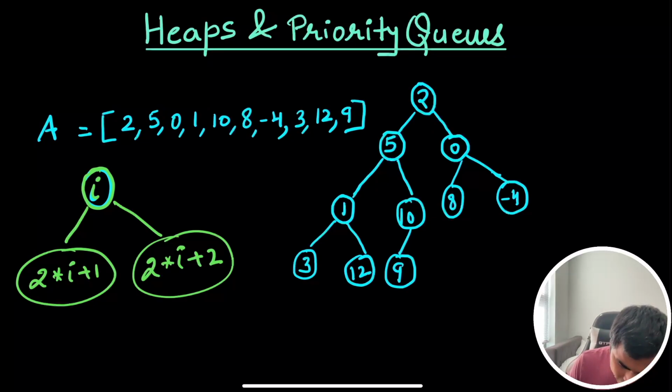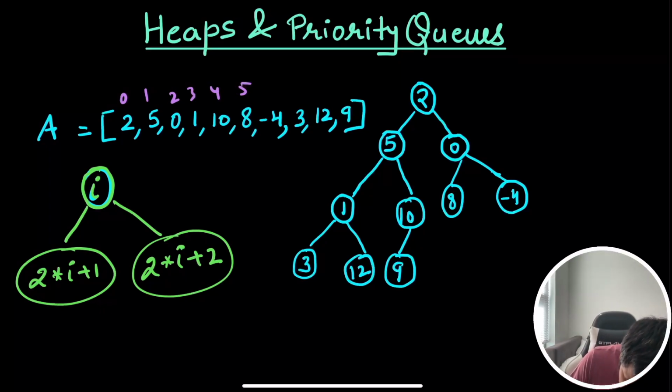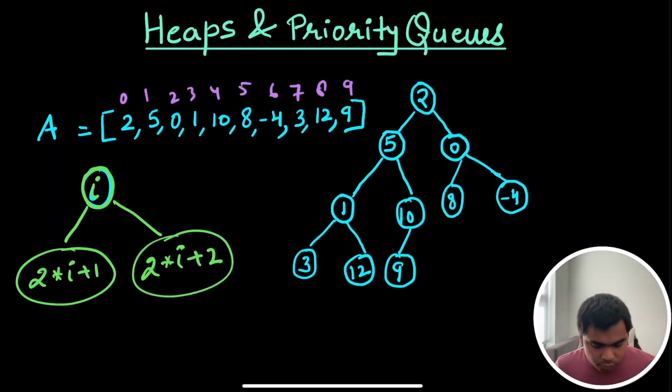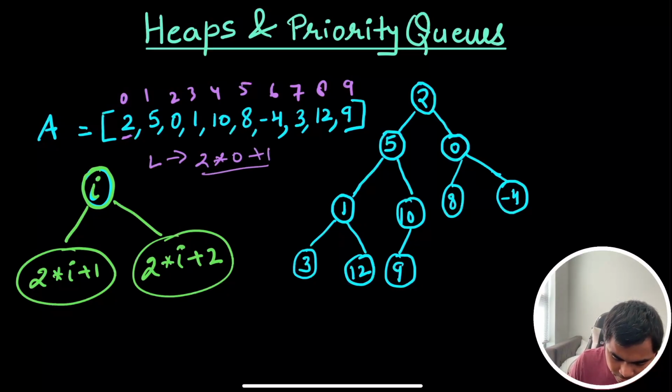Let me show you how we calculated it. Let's index our elements right here: 0, 1, 2, 3, 4, 5, 6, 7, 8 and 9. So we have 10 elements. The root of our binary tree will always be present at the 0th index, so 2 right here is the root. Let's take this as 0. Now how do we calculate the left and right child when the root is 0? Let's calculate the left child's position, or index. The left child would be 2 times 0 plus 1, which is 1.